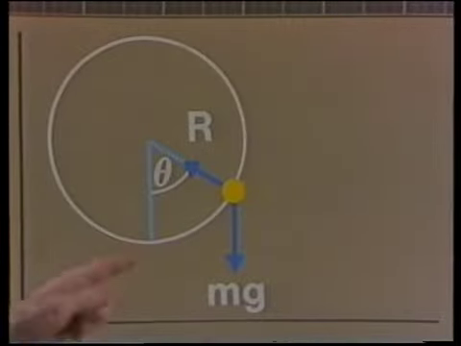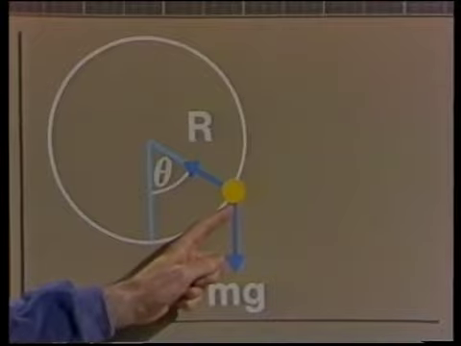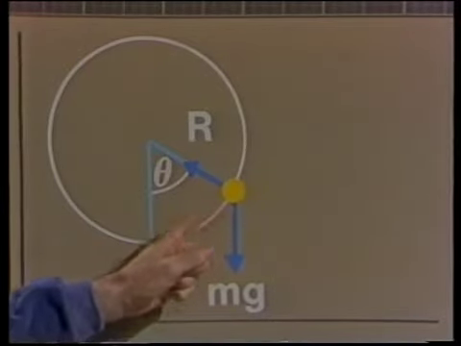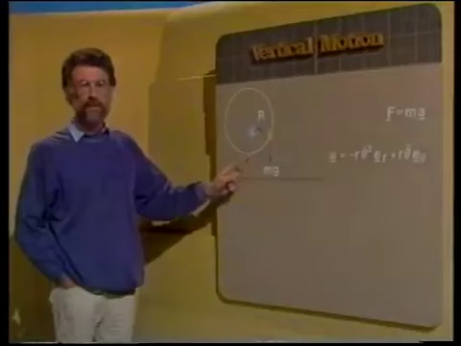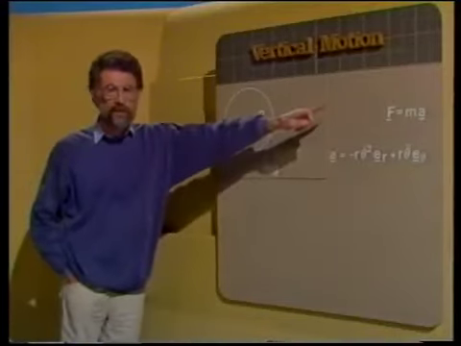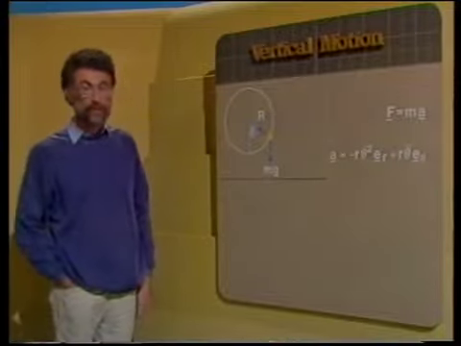This circle represents the loop in the track, and here's the car on it. We'll model the car as a particle and locate its position by the angle theta, measured from the bottom of the track. We're going to apply Newton's second law, so we'll need to know the forces on the car.